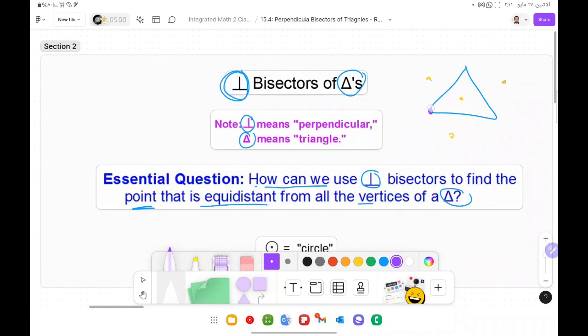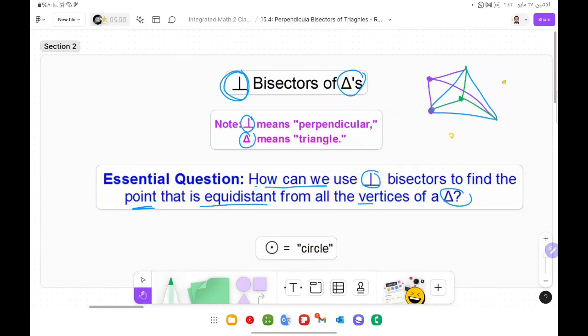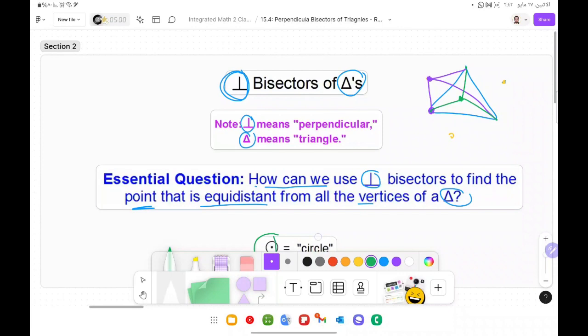If I count the distance from the vertices to this point, it should be the same distance from here to here, and the same distance from here. So for sure this point is not the same distance, as you can see just from your eyes. This one should be the same, because this one should equal this one, should equal this one, right? That's what we are going to learn now: how we can find this point that makes all the distances equal. And also, don't forget, we are going to use a circle.